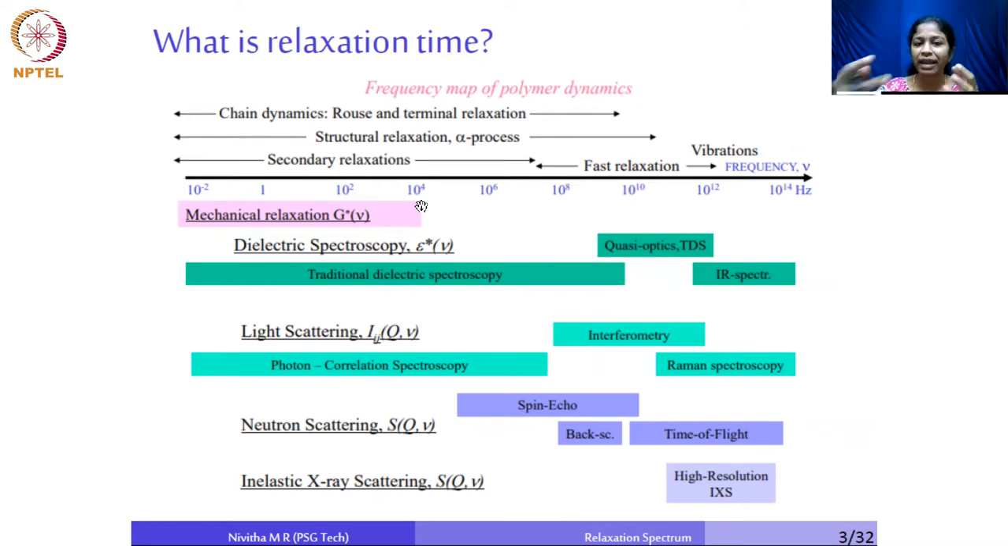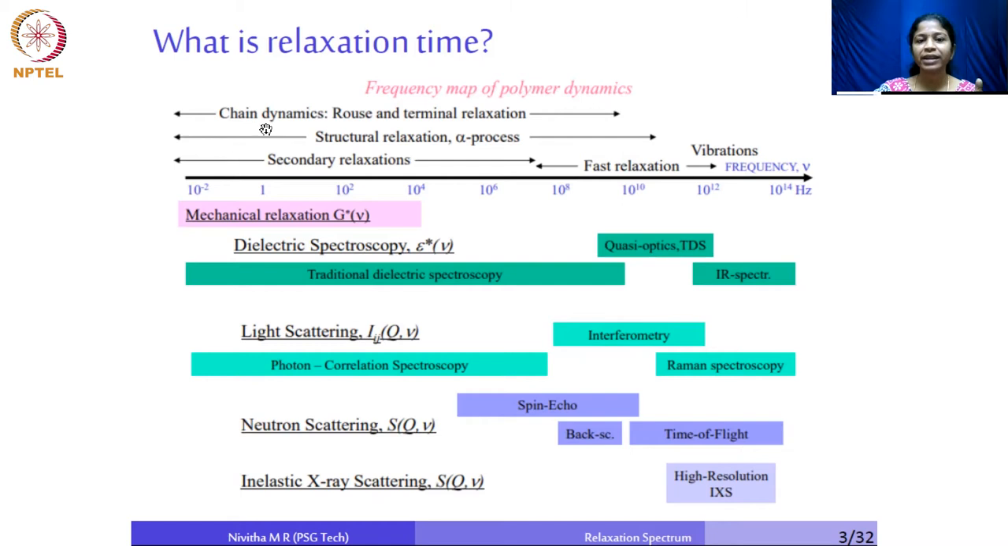Wherein the relaxation, the time taken for them to move or do whatever movement and come to an equilibrium state. So the times associated here that we are capturing in a mechanical relaxation is from 10 to the power minus 4 to 10 to the power plus 2. So that is the range we are capturing. Now, what are all the modes contributing to this relaxation mechanism? So if you look at here, we have different modes associated.